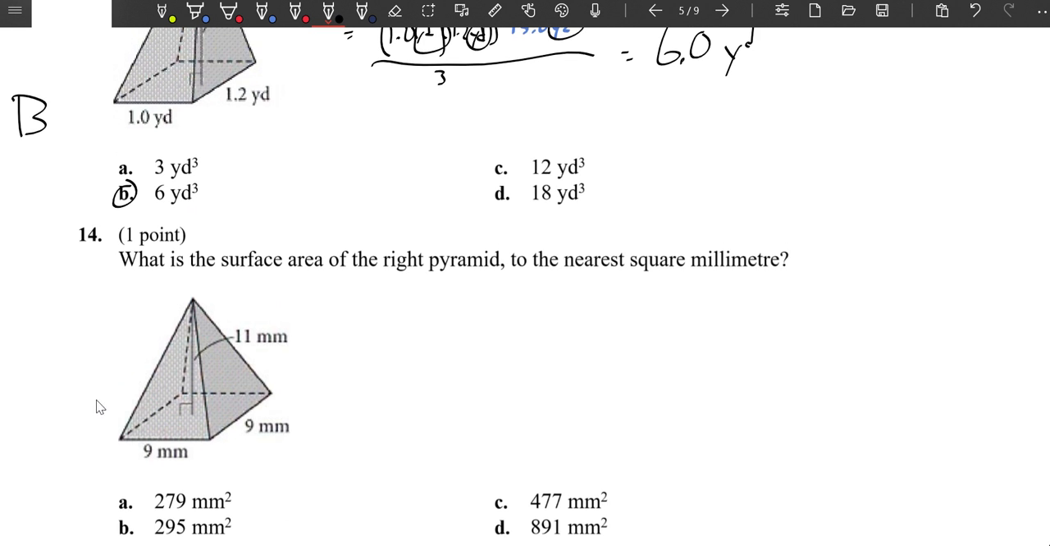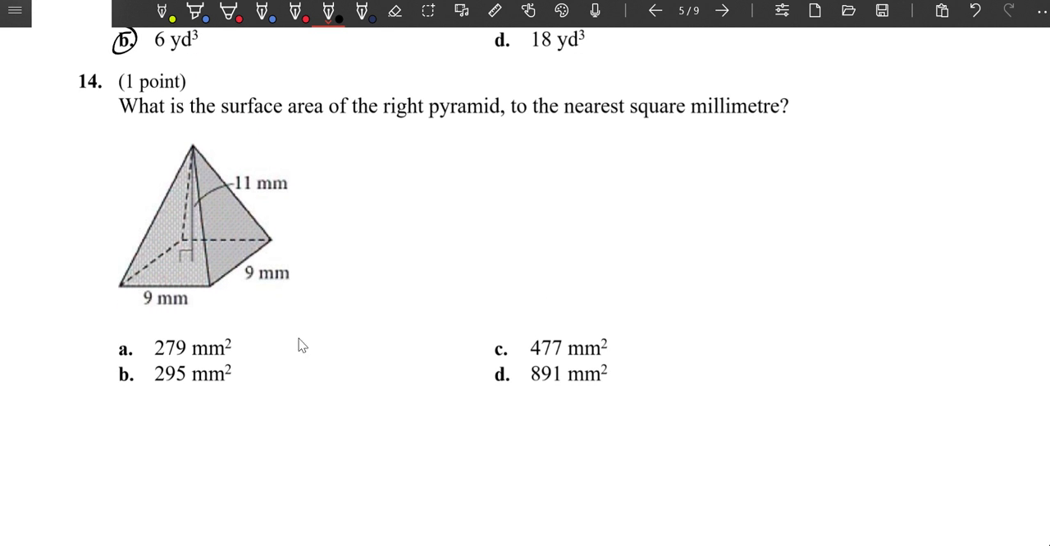Number 14. What's the surface area of the right pyramid to the nearest square millimeter? This is millimeter, millimeter, millimeter, millimeter. Okay, great. All of our units match. Nothing to trip us up. We just want surface area. And for surface area, we just need to make sure we've got the right idea about this shape. So this shape is a pyramid that has a square as the base. Yeah, it's 9 by 9. It's a square. So this is 9 millimeters across.